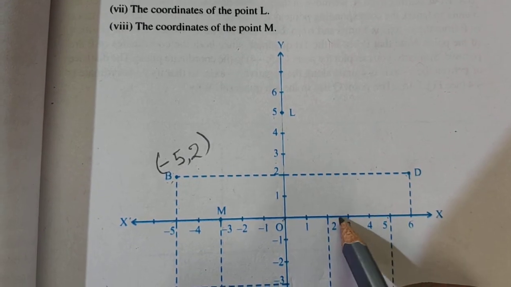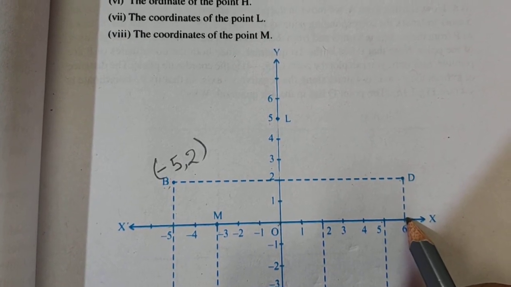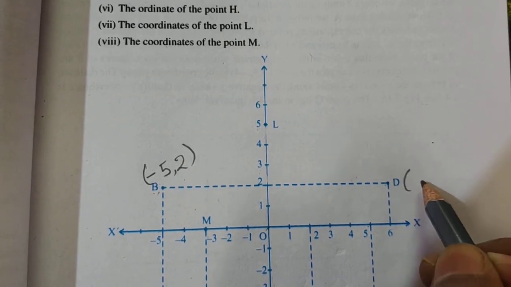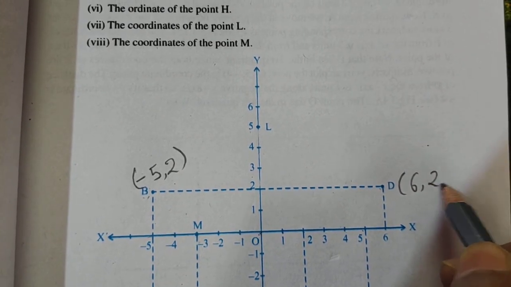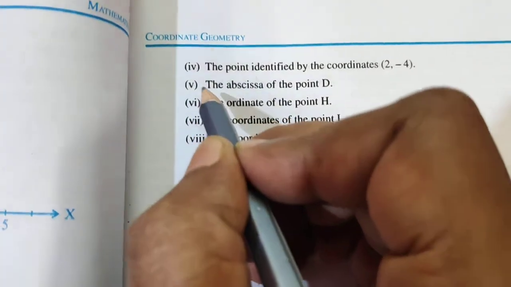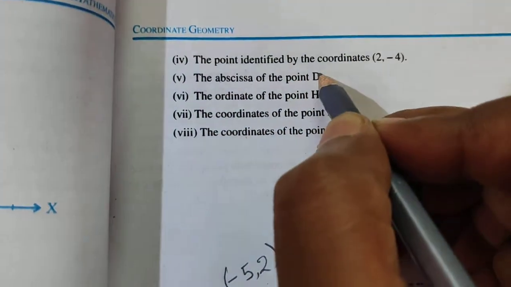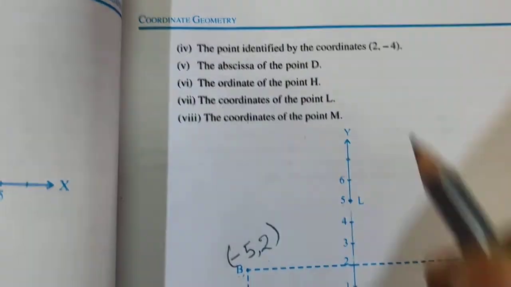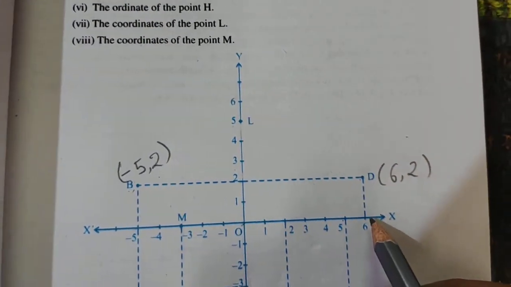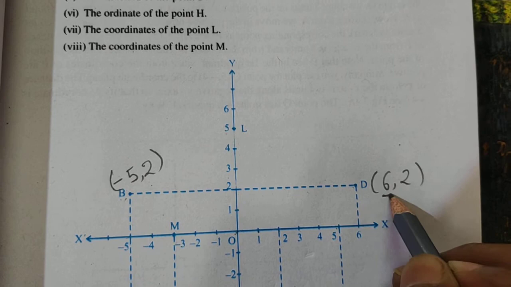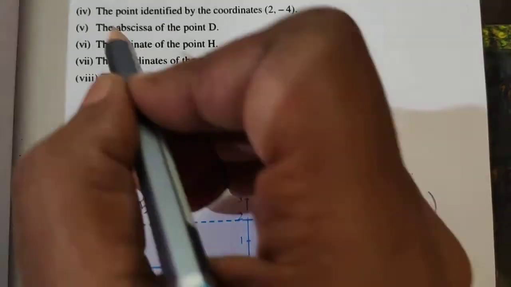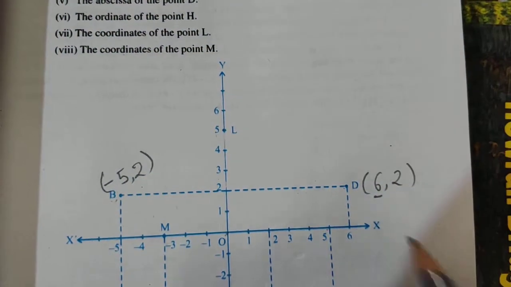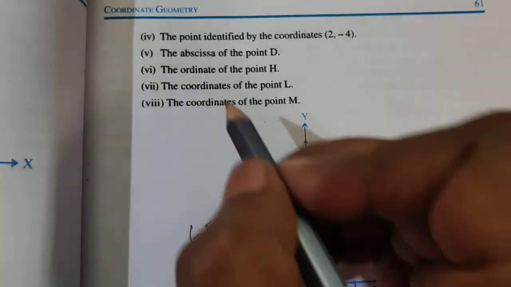So 1, 2, 3, 4, 5, 6. And 1, 2. The point is 6, comma 2, isn't it? Here it is said that the abscissa of the point D will be the x coordinate of the point D. The x coordinate of the point D is 6. The abscissa of the point D is 6. You will write in your answer classwork copy.